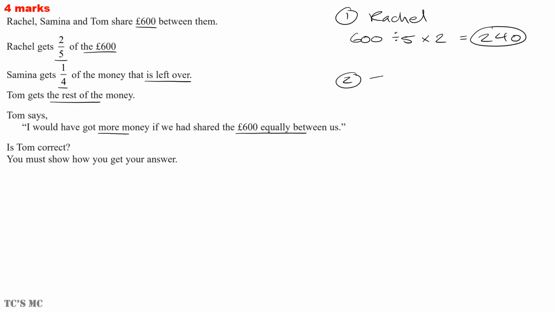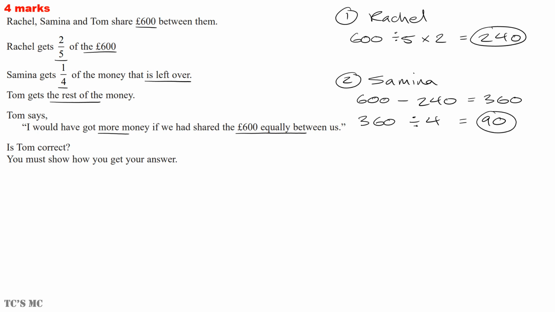Step 2, we can work out how much Samina gets. She gets 1/4 of the money that is left over. So first we need to work out how much is left over. That is 600 subtract 240. So left over is equal to 360. To work out 1/4 of 360, we need to do 360 divided by 4. That means Samina gets £90. And now we have a second mark.